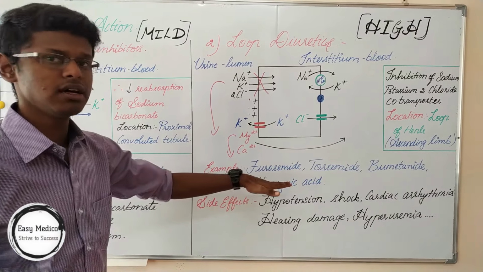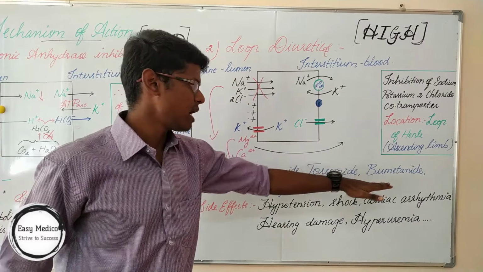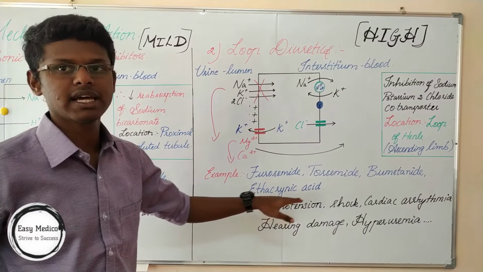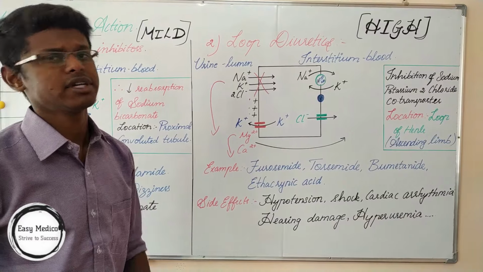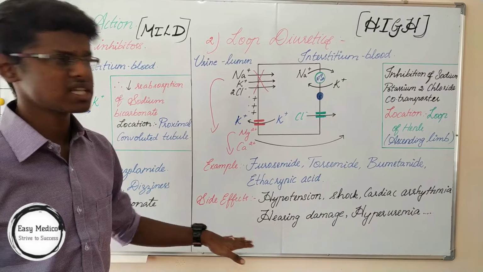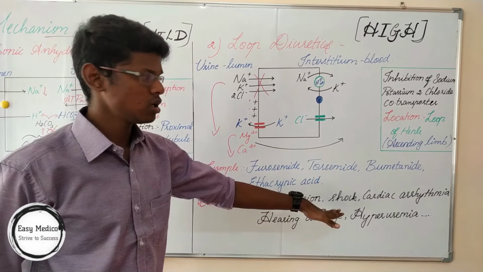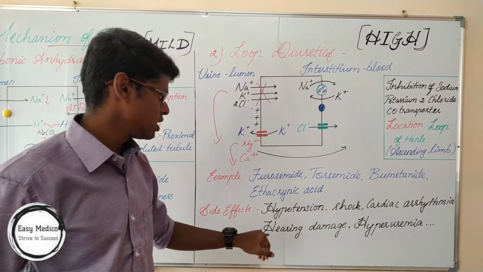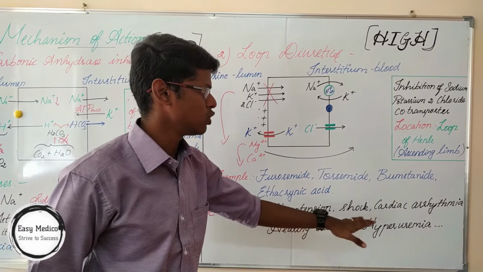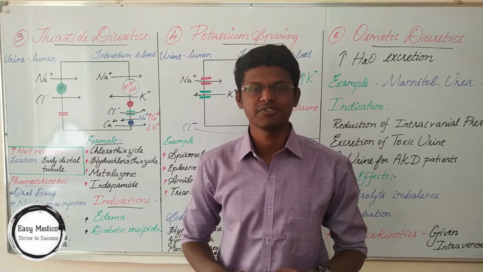Now, what are the examples of these loop diuretics? Examples are furosemide, torsemide, bumetanide and ethacrynic acid. What are the common side effects of these? These have side effects like hypotension, shock, cardiac arrhythmia, hearing damage and hyperuricemia. Now let's move on to the next classification of drugs.